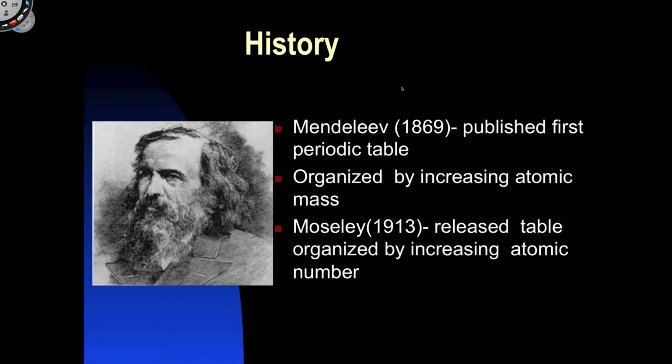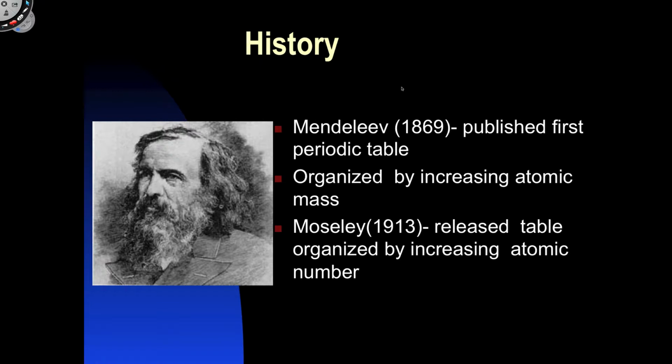This is as the story goes. And he began to notice a pattern when he arranged them by increasing atomic masses, that a periodicity started to occur. And he called this the periodic law, which basically meant that if you laid them out in a certain way, elements that were in the same column had similar properties.